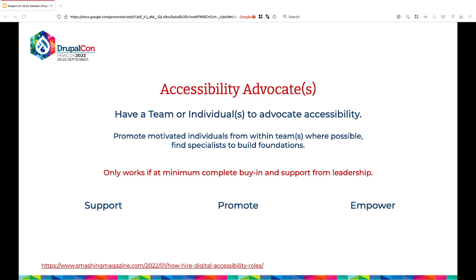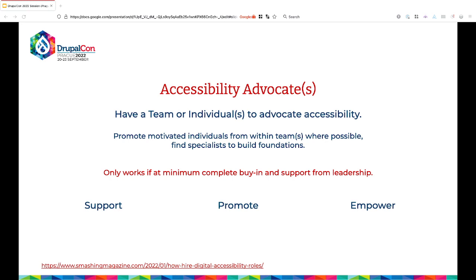So start with finding or promoting someone to be the accessibility advocate, be it a team or an individual, and you need someone that's motivated. It can be someone from outside that you bring in. I've got a little link there at the bottom about how to hire your digital accessibility roles and how to bring in someone from the outside. Of course, this will only work if you've got complete buy-in from leadership and they are supportive of you.